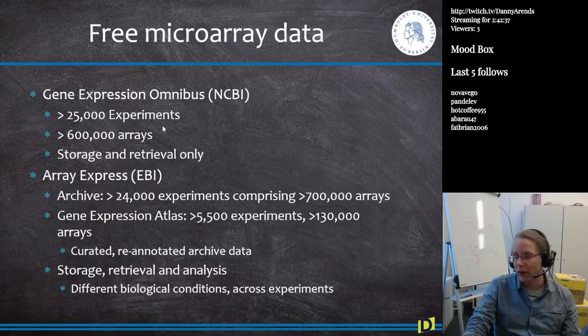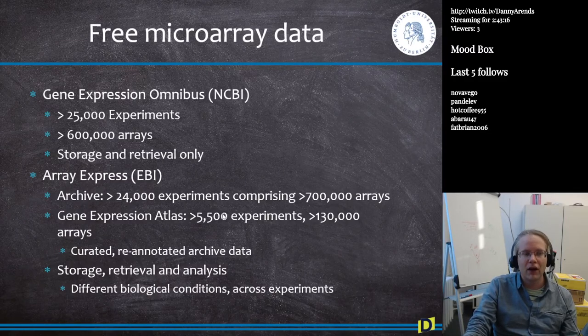And all of these are relatively well annotated, so it tells you this was a microarray done on humans, and this was cancer tissue, lung cancer, taken from a patient of this age, and some other parameters, right? But then the drawback of Gene Expression Omnibus is that it's storage and retrieval only. So, hey, you can store your data there and you can retrieve your data, or anyone can retrieve your data, but there are no analysis tools on the website to do a pre-screening of whether microarrays might be interesting. Right? The other website is Array Express.